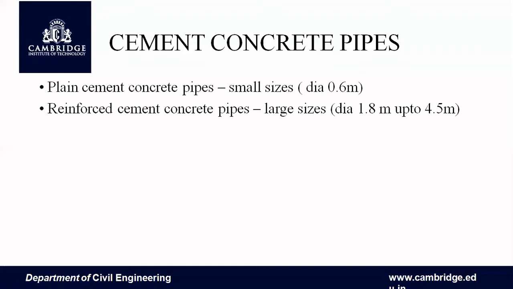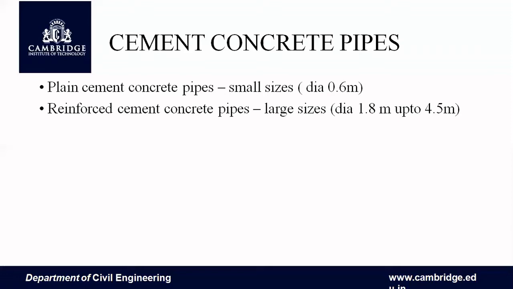I told you the durability is more. The lifespan of cement concrete pipes is around 75 years, and it is easy to construct, even at the site or at the factories, wherever we are going to construct. Its construction is easy, and expansion joints are not required.